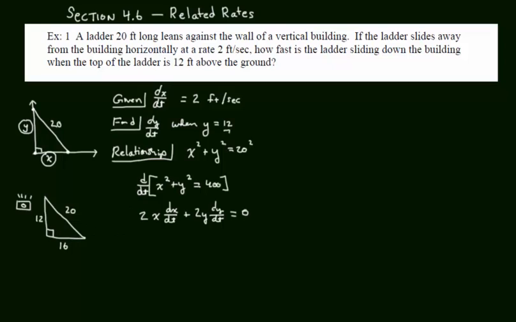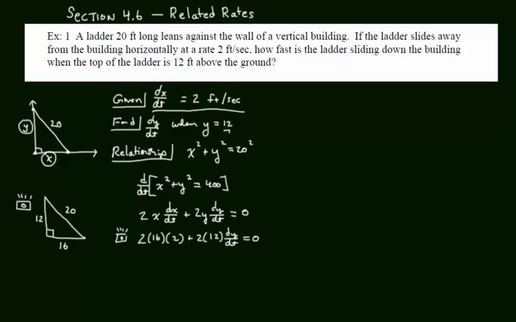So once we have our snapshot in time, the whole problem is just about done. We have to substitute values into our equation with derivatives. So we have 2 times the value of x at the snapshot in time, which we found to be 16. dx/dt, we come back to the given, and dx/dt is equal to 2. So all I'm doing is substituting, plus 2 times the value of y at the snapshot, which is 12, and dy/dt, the thing we're supposed to find, equals 0.